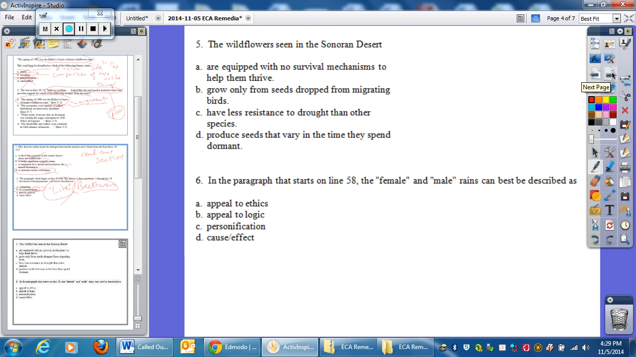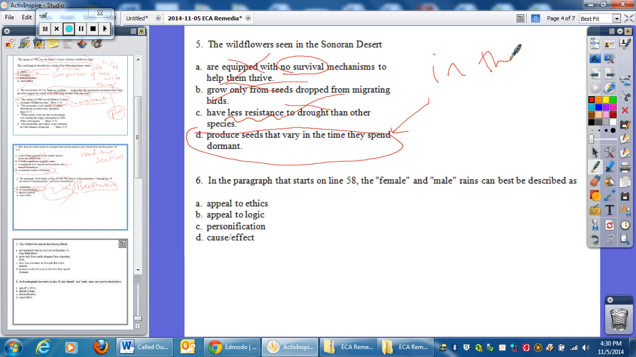Wildflowers seen in the Sonoran Desert. Okay, that doesn't make any sense. Get rid of that one. B, growing only from seeds dropped from migrating birds. I don't know about you, but I didn't read about any migrating birds in this essay, so you can eliminate that. D, produce seeds that vary in time they spend dormant. Yes. Okay? Have less resistance? That doesn't make any sense. They're in the desert. They need to have more resistance. So the best answer is D. This is an in-the-text answer, directly in the text. Which then brings us to number 6.